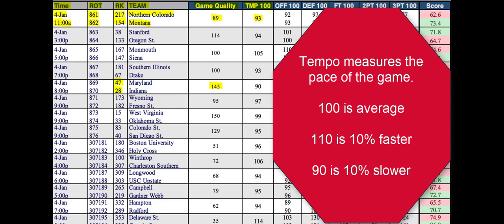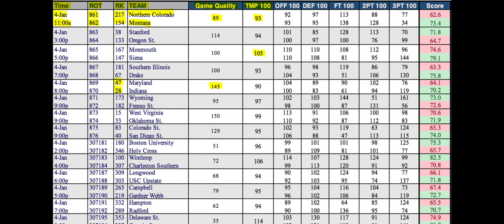If we go over here to Monmouth and Siena, we have a 105. So we expect that this game will be 5% above average in terms of tempo, in terms of their pace of play compared to an average game.